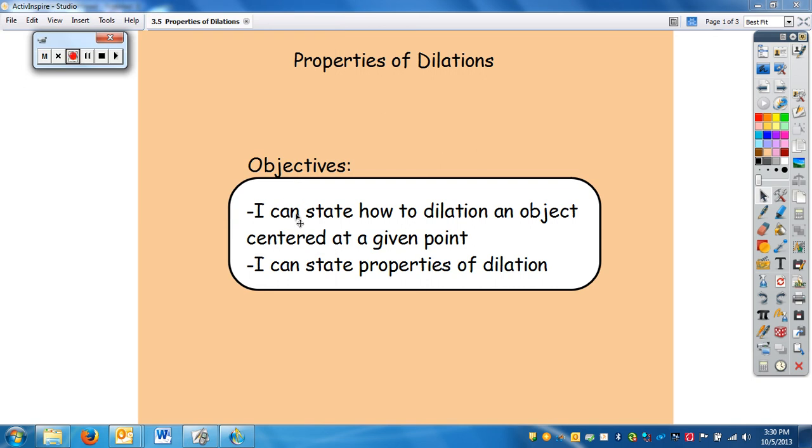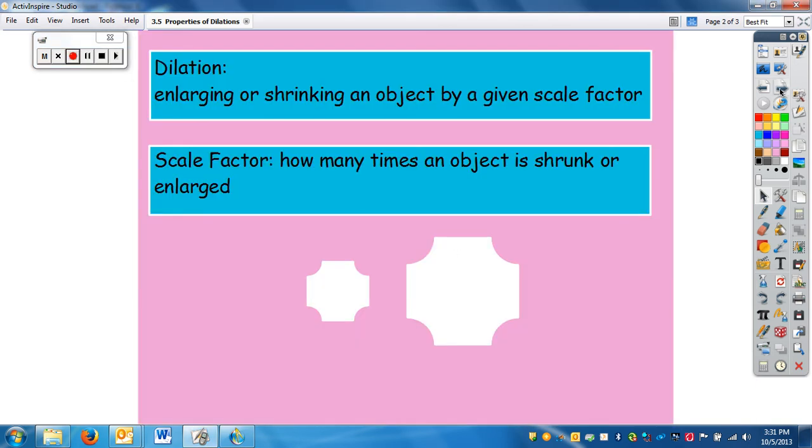So in this video, we're going to learn about the last transformation, which is the properties of a dilation. A dilation, remember, is the size change, is shrinking or enlarging an object. So you can state how a dilation of an object is centered at a given point, and you can state the properties of a dilation. So a dilation is enlarging or shrinking an object by a given scale factor. So a scale factor, which is another big vocab word, is how many times an object is shrunk or enlarged.